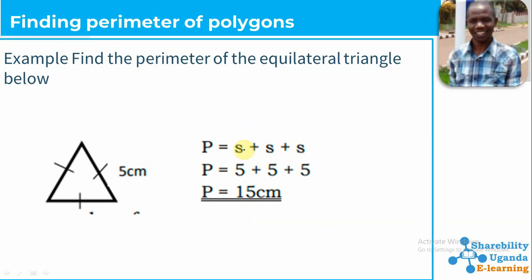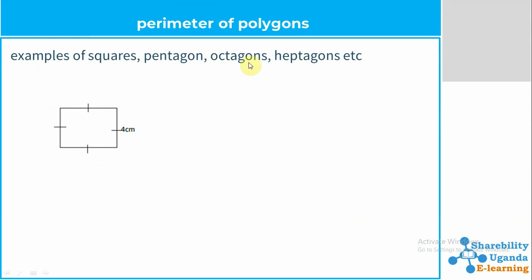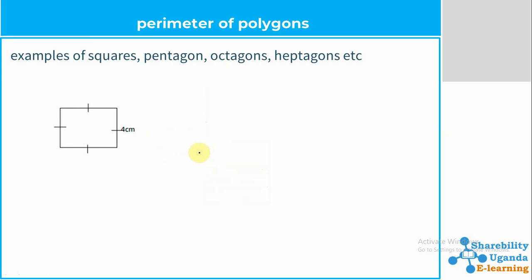So that's simple. That's how we can easily get the perimeter of a given figure. Let's also look at some more examples. Here they are saying that examples of squares, pentagon, octagon, heptagon, etc. They are part of what? They are part of our polygons, as we stated above. Polygons are regular figures with equal sides. So now we shall be able to find our perimeter here.